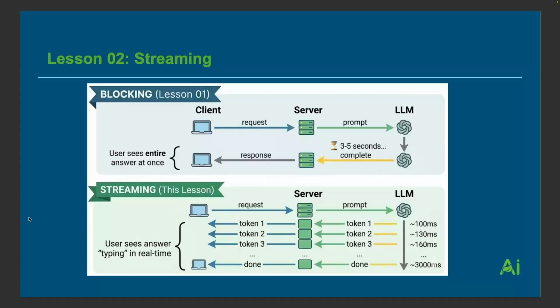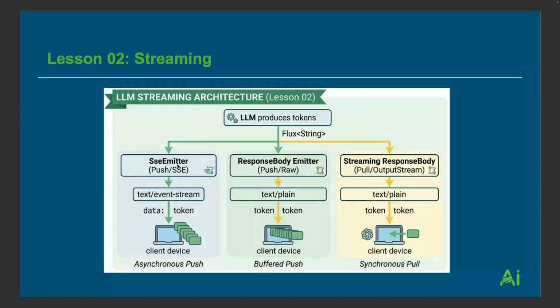It's not harder to implement this in Spring AI. You swap the call method for stream, and Spring AI gives you a Flux of String tokens. The question is, how do you get those tokens to the client? This lesson explores three different approaches. The three approaches are: the first one using SseEmitter, then ResponseBodyEmitter, and StreamingResponseBody. Here SSE stands for server-sent event.